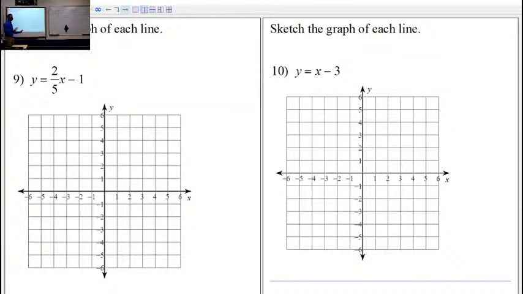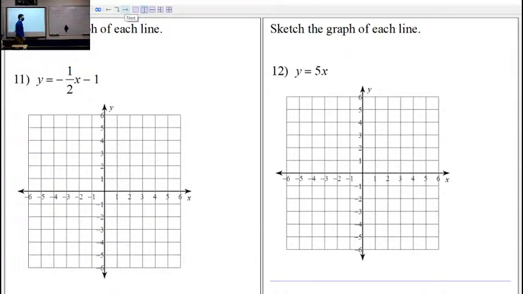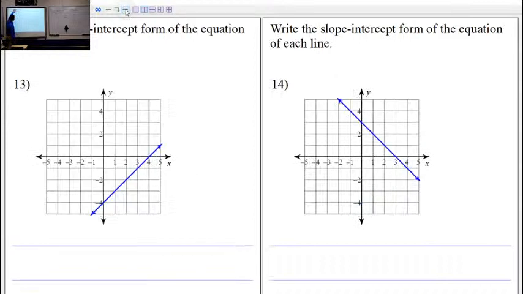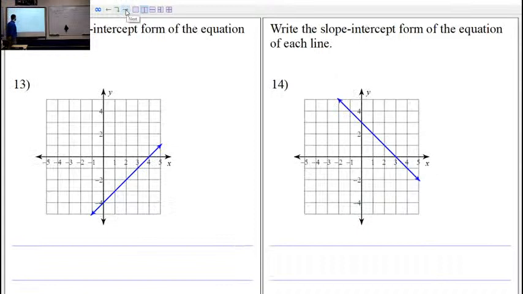Next two. These are the ones I want you to try on your own. All right. I think we're ready. Let's go the other way. Here's the graph, what's the equation? I'm skipping 13. I'm going right to 14. And then the 15. Here we go.